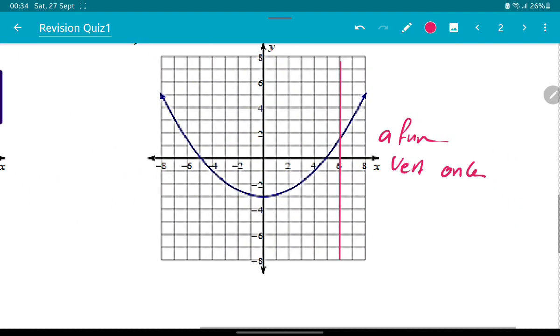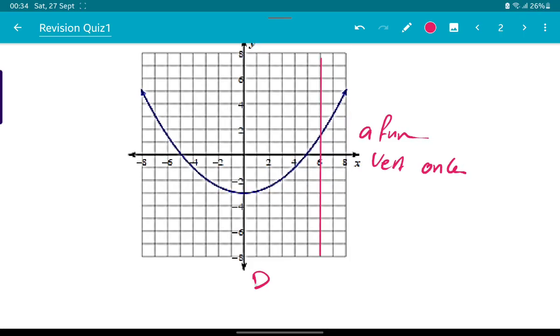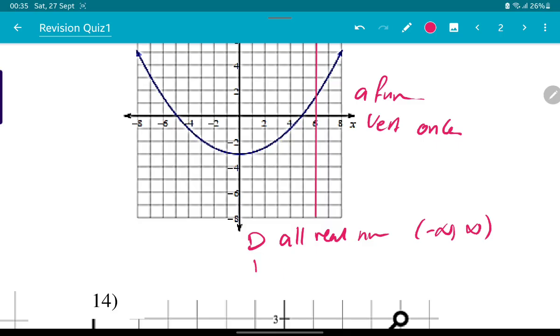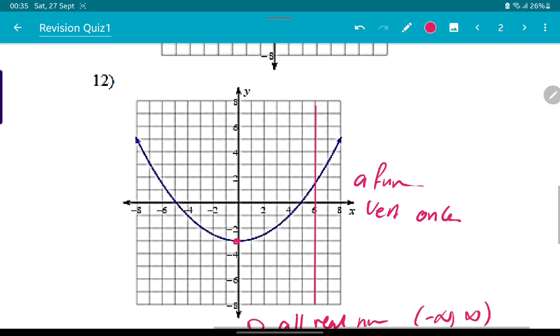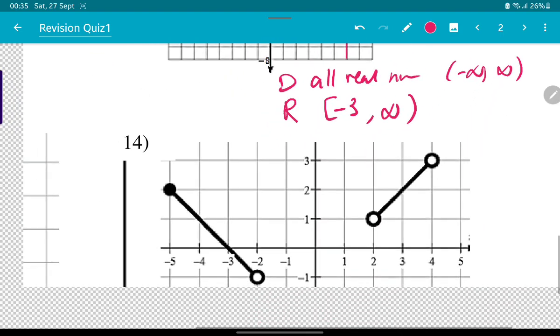We have a different, or flipped, idea here, which is that the domain will be all real numbers because it goes to the left to take all values, and goes right to take all values. So we can say the domain is all real values or real numbers, or we can say -infinity to positive infinity. But for the range, we have -3 up to positive infinity because it goes up to infinity.